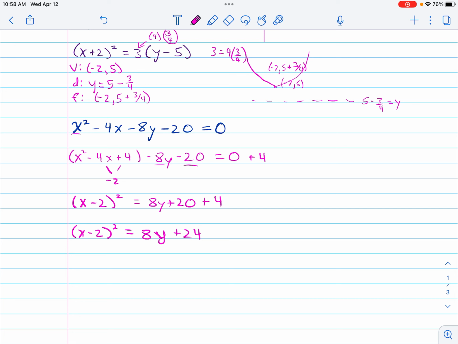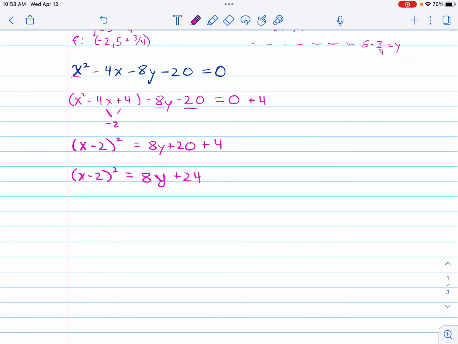Now really what I want is 4 times something. And I just want the coefficient of y to be 1. So whatever's in front of the y, I factor out. Like that. Now I can see easily what the vertex is. It's 2, -3. The directrix is y equals, and this 8 is 4 times 2. So the directrix is -3 minus 2. The focus is 2 comma -3 plus 2.